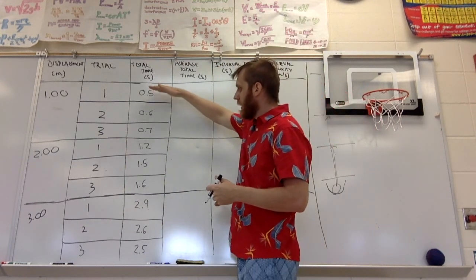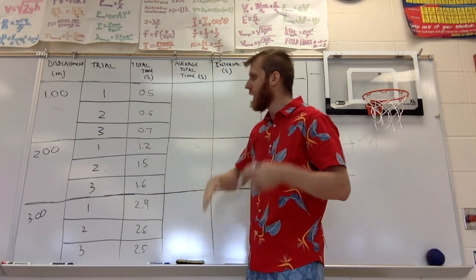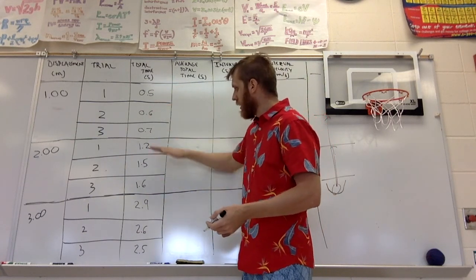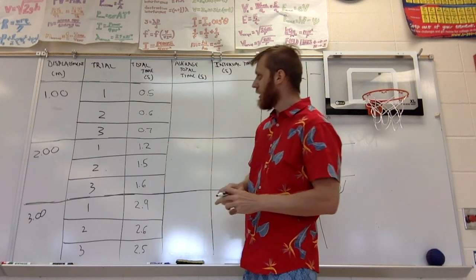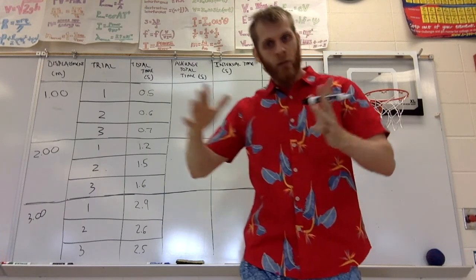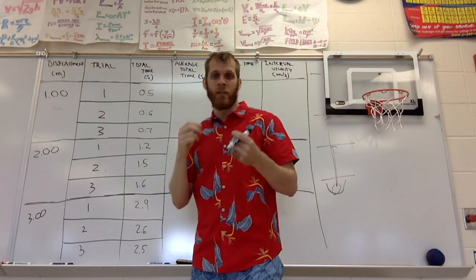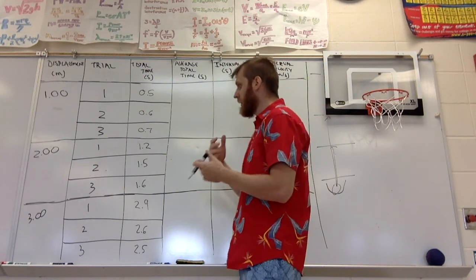So in trial 1, the time went up 0.5, 1.2, 2.9. Trial 2, 0.6, 1.5, and 2.6. And trial 3, 0.7, 1.6, and 2.5. So the time increased as the puck got farther away from the starting point, and each trial was slightly different. They were close, but not exactly the same.